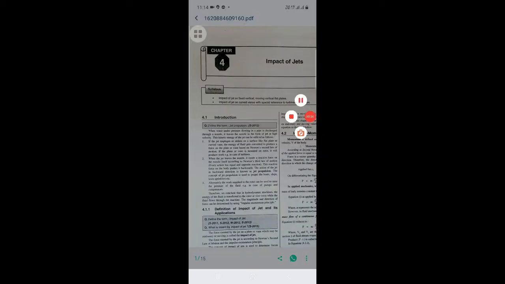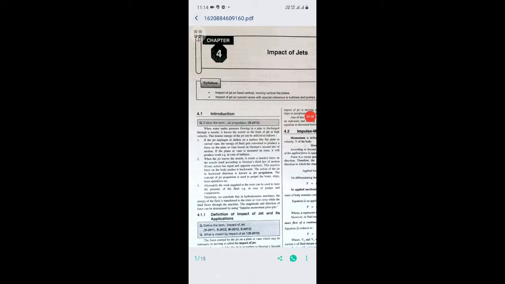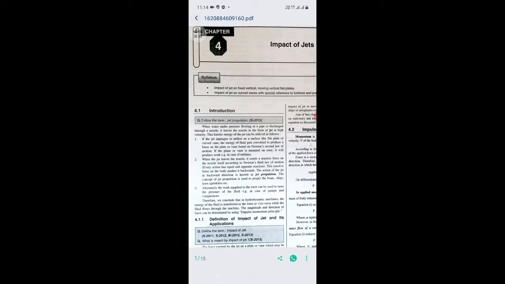So, in this chapter, first is jet propulsion. What do you mean by jet propulsion? When water under pressure flowing in the pipe is discharged through the nozzle, it leaves the nozzle in the form of a jet with high velocity. This kinetic energy of the jet utilized for the work done of the turbine is called jet propulsion.